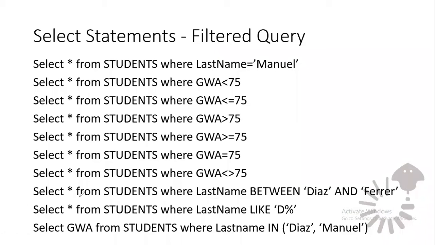Example here is, select all from students where last name between Diaz and Ferrer. Ibig sabihin, dun sa listahan ko ng students, check ko yung last name. The record after Diaz, lahat ng record na yon until the record before Ferrer, yun yung i-fetch ko.